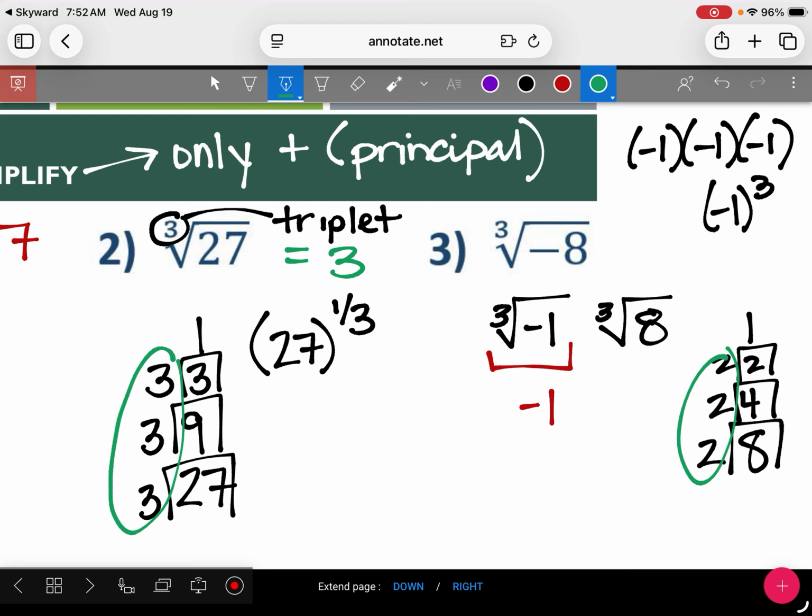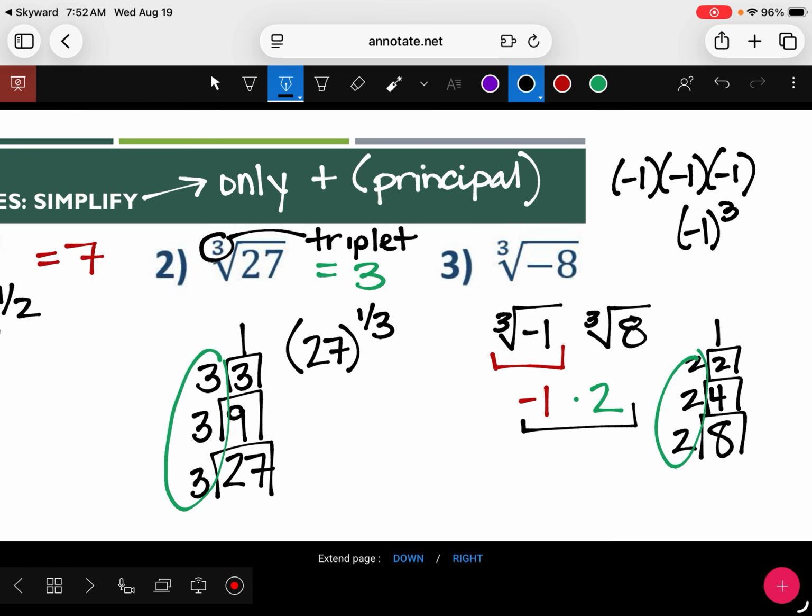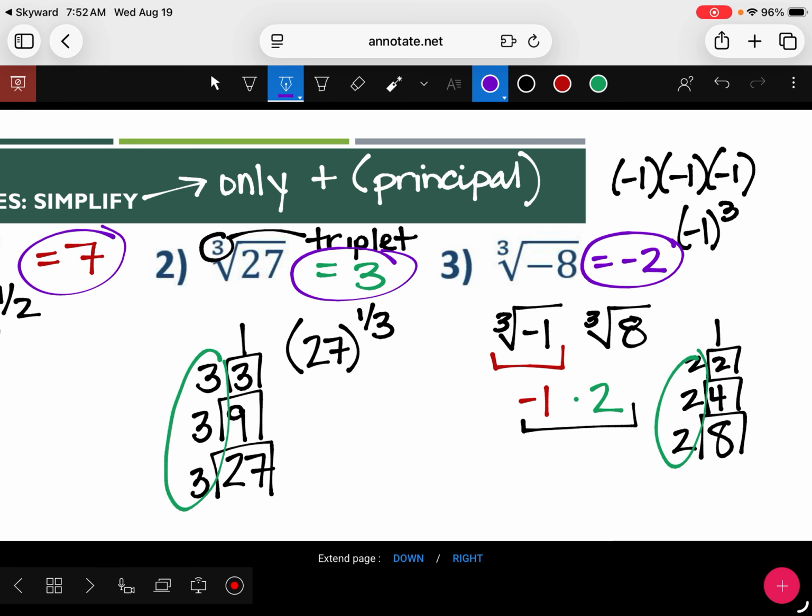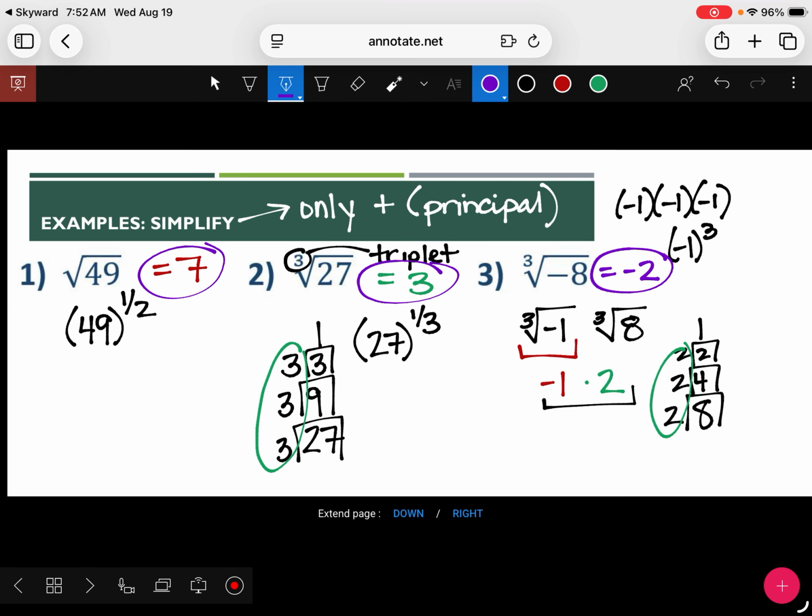So that means the cube root of 8 is 2. So my final answer would be -1 times 2, which would be -2. That would be my answer. And I know I'm all over the screen, y'all. Sorry. That would be my 3 answers.